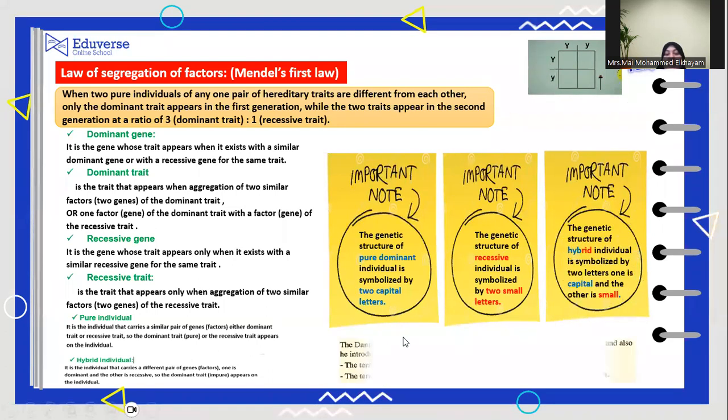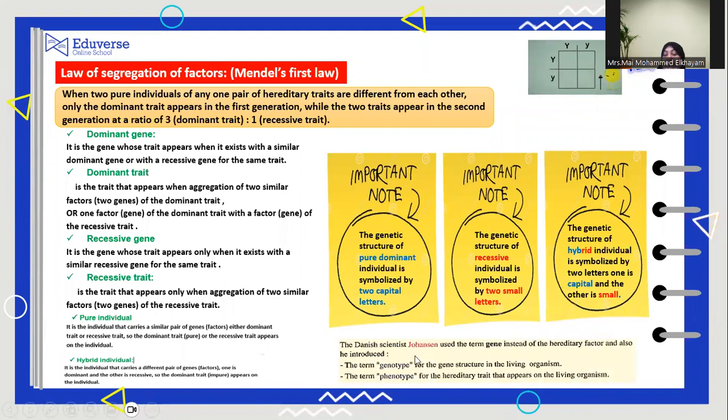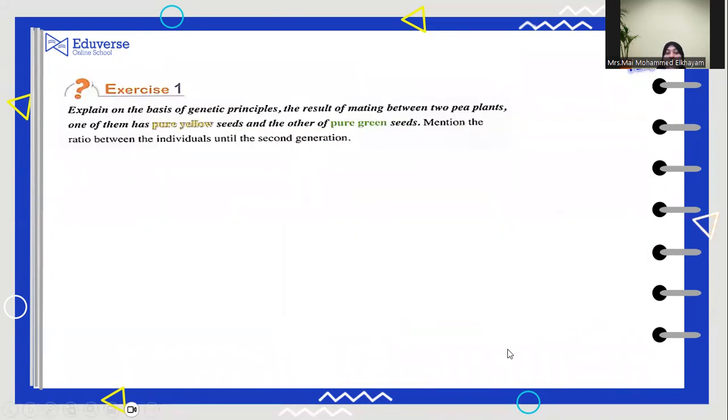Now, the Danish scientist Johansen used the term gene instead of hereditary factors. Hereditary factors were just known by Mendel. And he also introduced genotype and phenotype. Again, genotype is the gene structure, like the two letters that make up the genes, while the phenotype is the hereditary trait that appears on the living organism. How can I describe them?